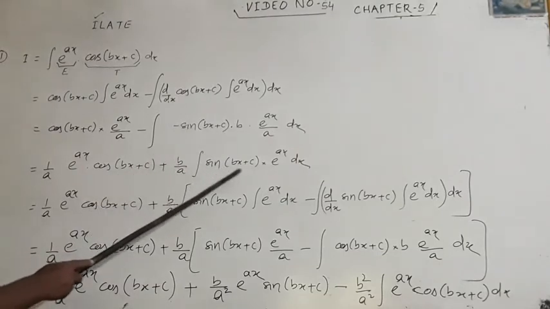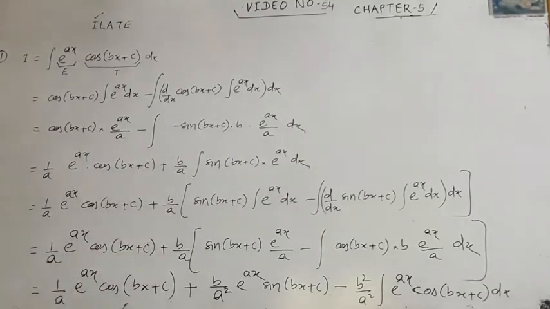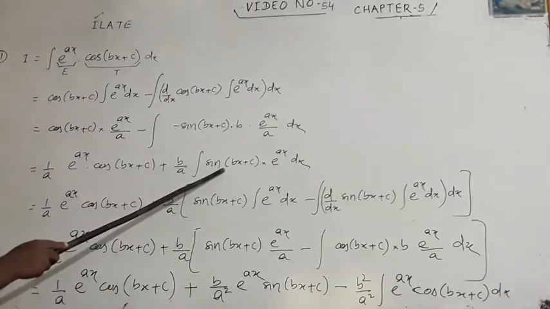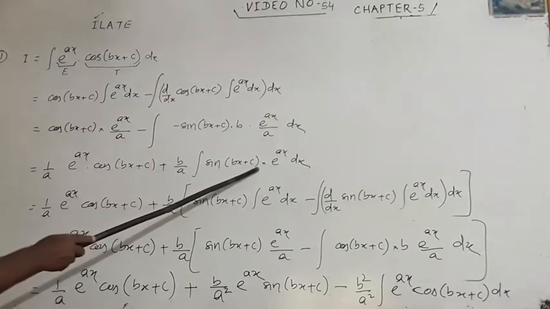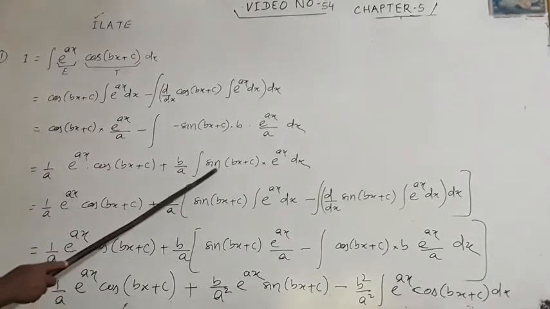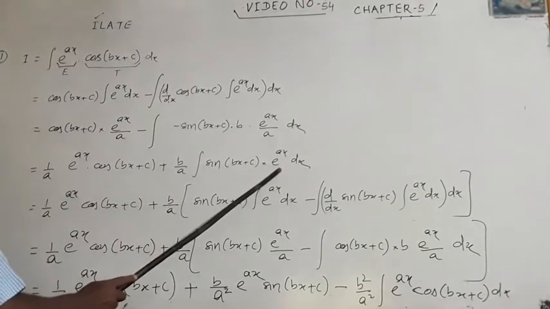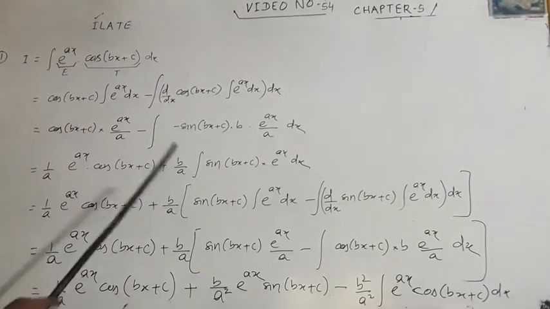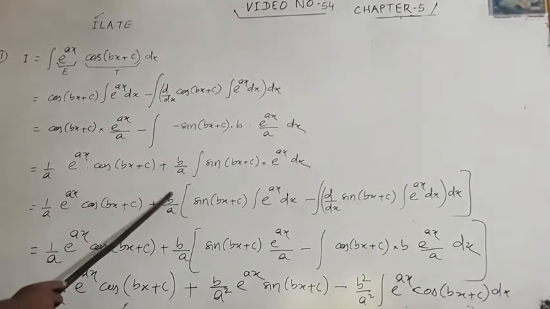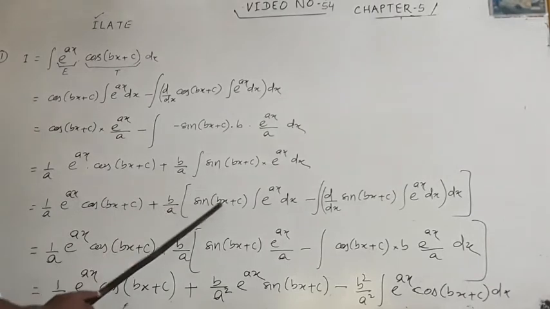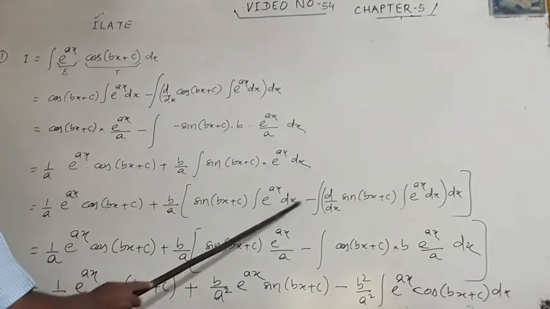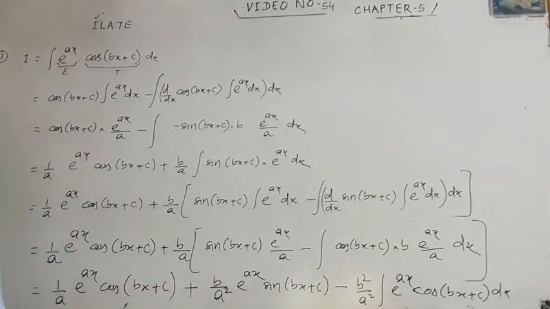Now the integration of sin(bx plus c) e to the power ax dx. Now first I have taken the integration e to the power ax cos(bx plus c). Now it is coming e to the power ax sin(bx plus c). This is very interesting. Then you have to integrate it again by taking trigonometry as the first function and exponential as the second function. So its integration rule is b by a keeping outside, first sin(bx plus c), integration of second, minus derivative of sin(bx plus c) into integration of e to the power ax dx.